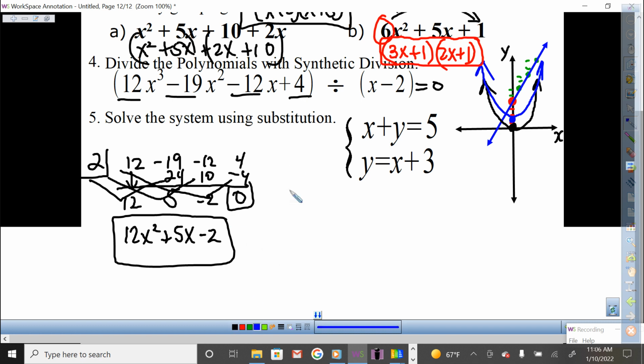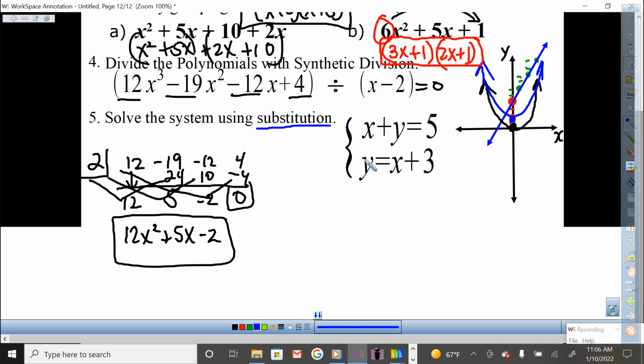Last but not least, solve the system using substitution. I'm giving you plenty of practice. We started already last week. We've done this from the beginning of the school year, but I'm bringing them back because hopefully by the end of the week we'll get to systems with 3 variables and 3 equations, and it's going to be like riding a bike on fire, right?